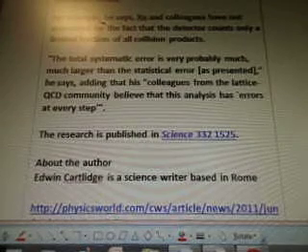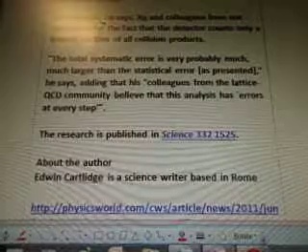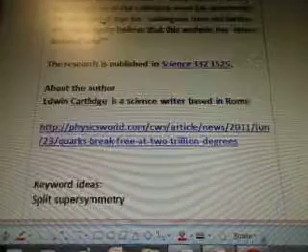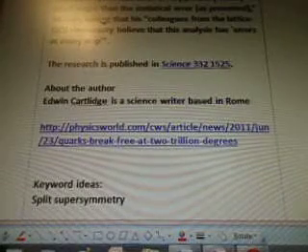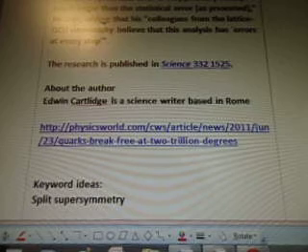The research is published, and the author, Edwin Cartlidge, is a science writer based in Rome. Physicsworld.com. So cool, that's from Rome.